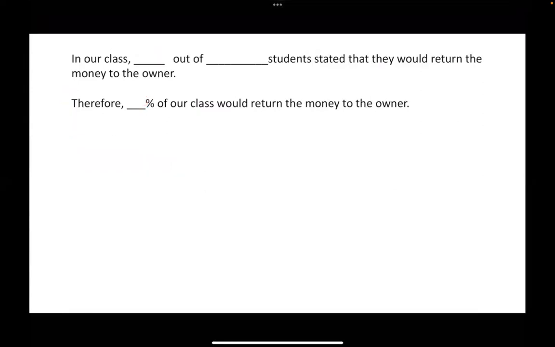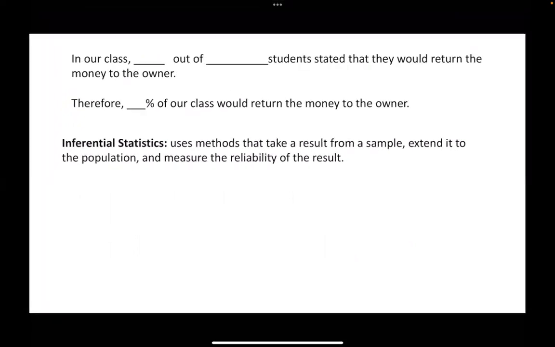All right. We already went here. We had 38 out of 42, 90.5%. So if I used this and extended it to the population, this would be inferential statistics. So I'm inferring something based on a study that I did, based on my sample.